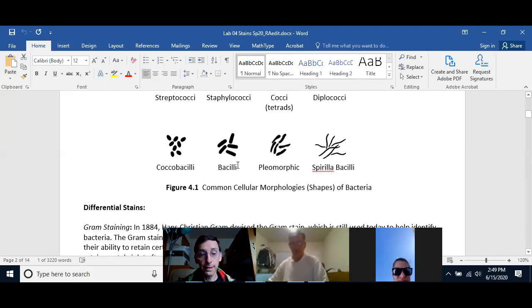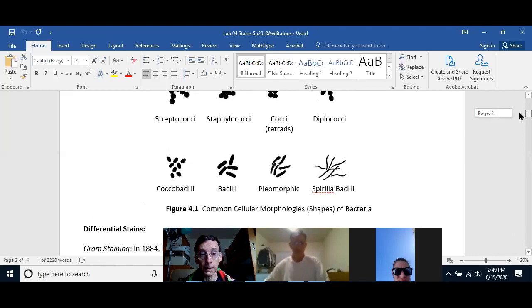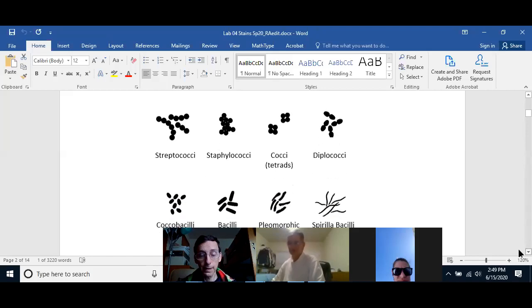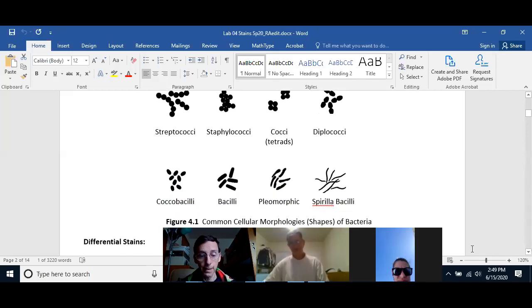Bacilli, you can see single bacilli, you can see diplobacilli, you can see streptobacilli. You can also see them, instead of growing length to length, meaning a sausage length for the bacilli, you could also see them growing in palisades, and that is where they are stuck together on the long side of the cell.